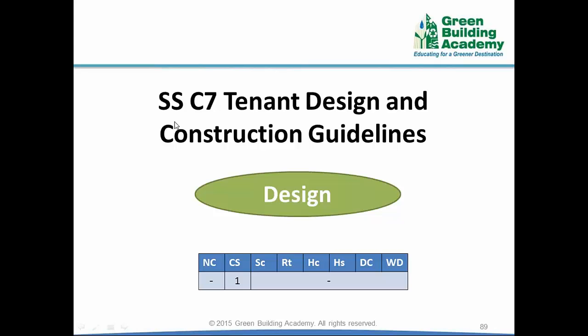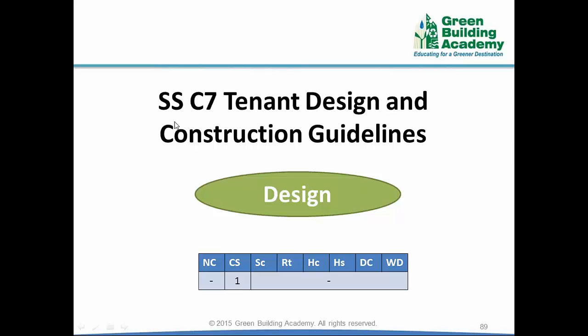The next credit is tenant design and construction guidelines. Up till now, we have discussed two prerequisites and 6 credits. The first prerequisite was for all BD+C adaptations. The second prerequisite, environmental site assessment, was for only schools and healthcare projects. And then we discussed 6 credits, which were all common for BD+C adaptations.